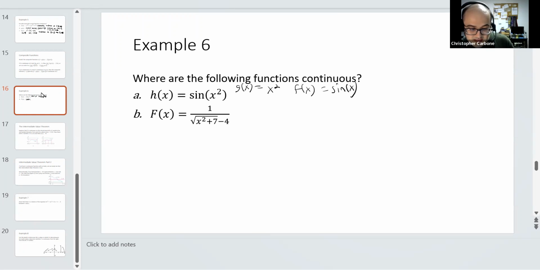So this particular composition, this being f of g of x, is continuous on those real numbers.